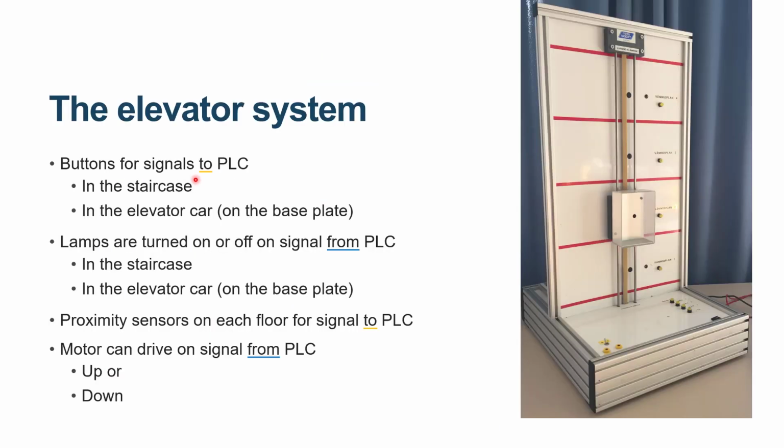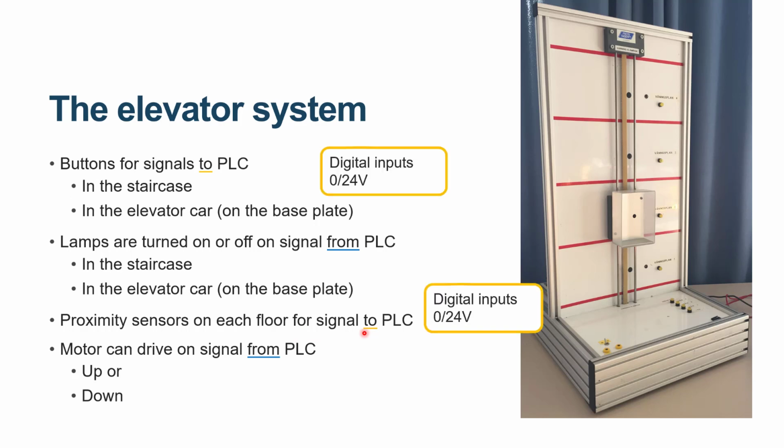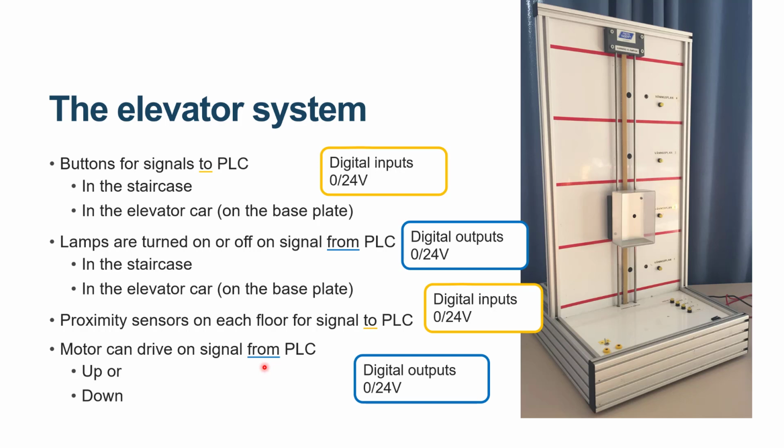So we have buttons sending signals to the PLC, and also the proximity sensors sending signals to the PLC. They are digital inputs, and we have the lamps that are turned on or off from the PLC, and the motor drive also sent from the PLC, going up or going down. Those are digital output signals.